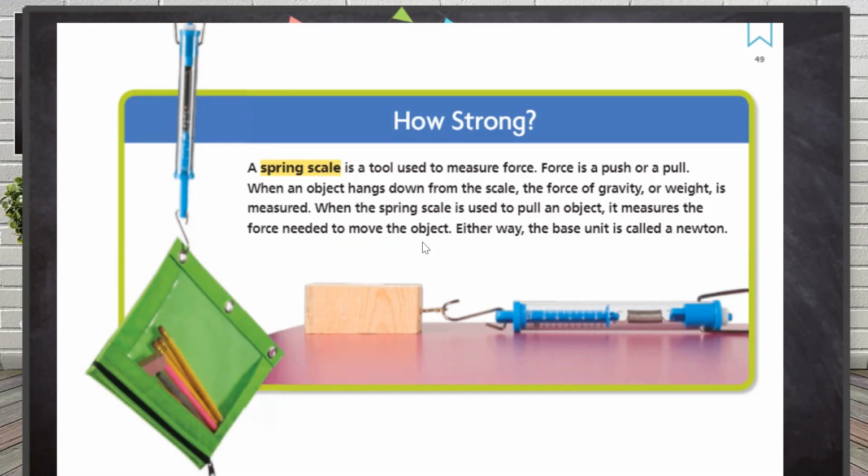We forgot all the units. It's okay. It's fine. You have to memorize them today. It's a Newton. The unit is called Newton.